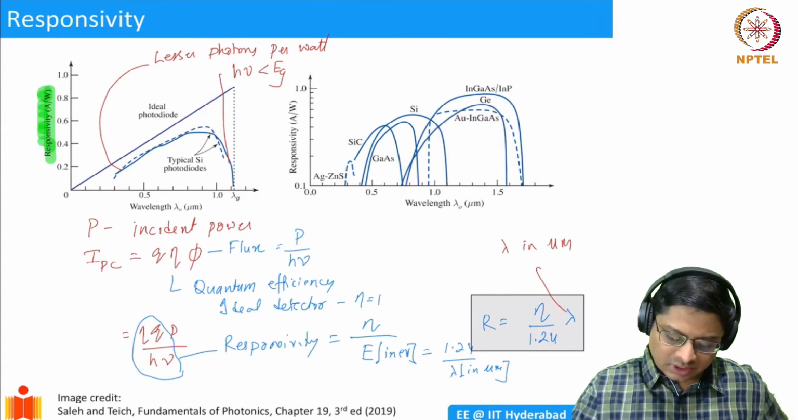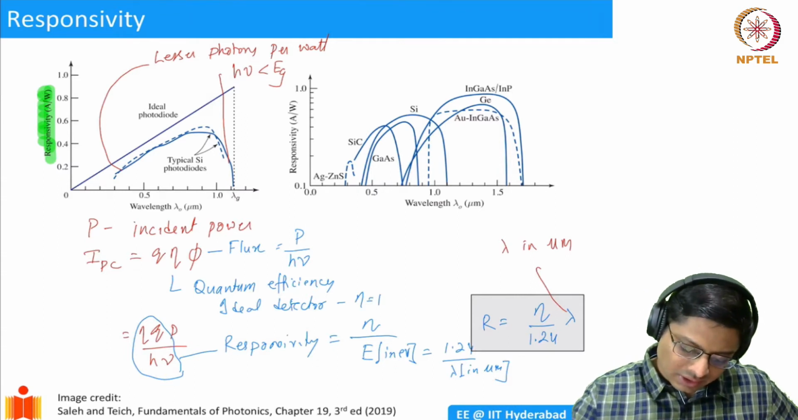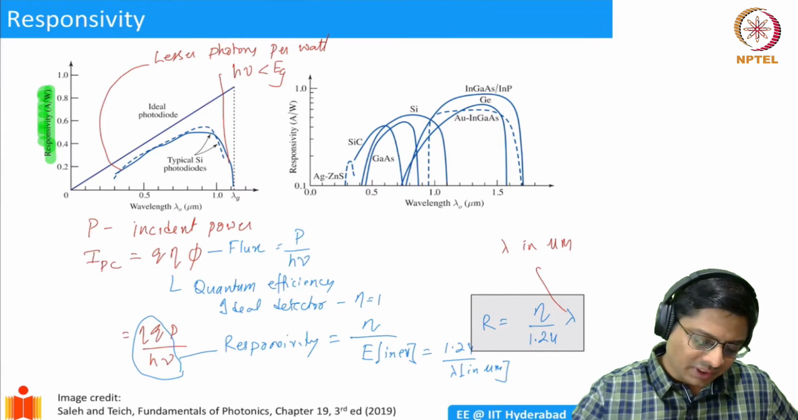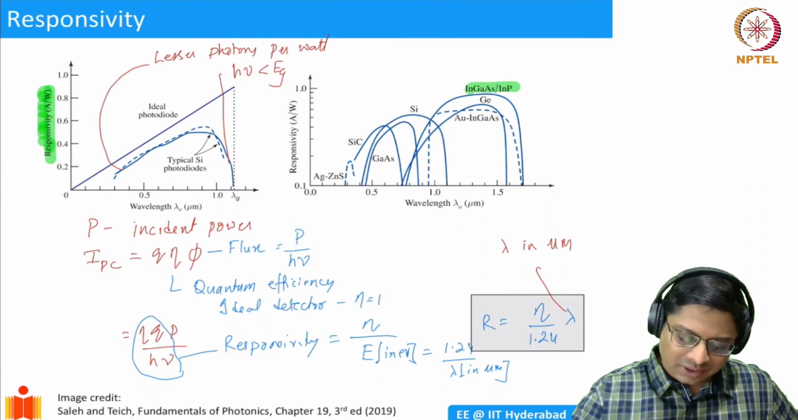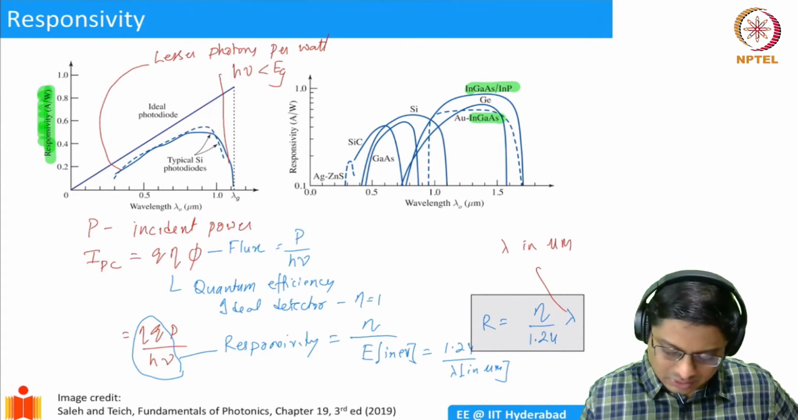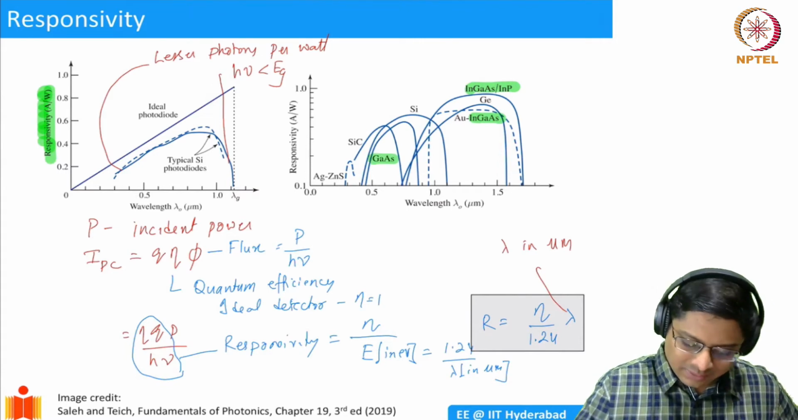Silicon has this responsivity, and there are various materials. You see that there are a couple of other materials here. We will talk about them in the next week. These are basically III-V materials. Okay, other III-V materials, we'll talk about them. So gallium arsenide, indium arsenide, and so on.